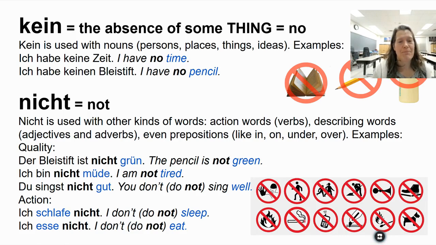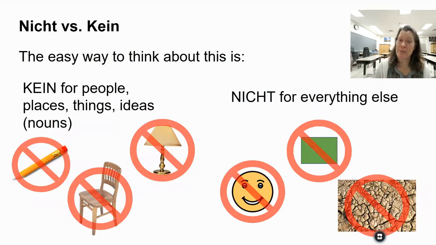Okay, so the easy way to think about this is you use kein for things or places or ideas, nouns in other words, like pencils or water bottles or books. And you use nicht for everything else. Like colors: it is not purple. Emotions: I am not angry. Describing words like it's not dry, it's not wet, it's not cold, it's not hot. All of those are going to be nicht.